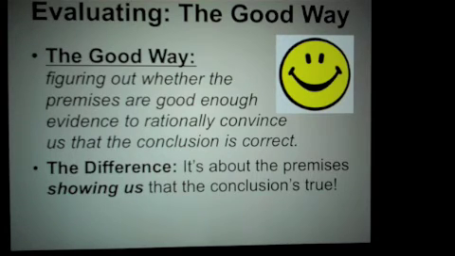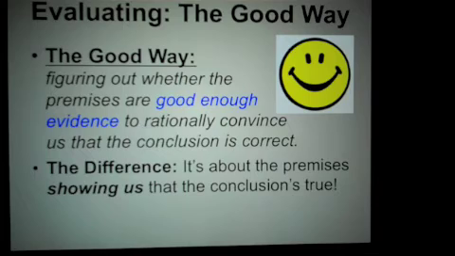The good way is to judge an argument, like I said, based off the goal of the argument, whether the evidence actually supports the conclusion or not. So the good way is to figure out whether the premises are good enough evidence to rationally convince us that the conclusion is correct, whether the premises actually provide us with good evidence to support the claim that the conclusion is true. And the difference here between the good way and the bad way is not just telling us that the conclusion is true, or figuring out whether the conclusion is true or false. It's about whether the premises show us that the conclusion is true or false. That's a subtle but important difference.